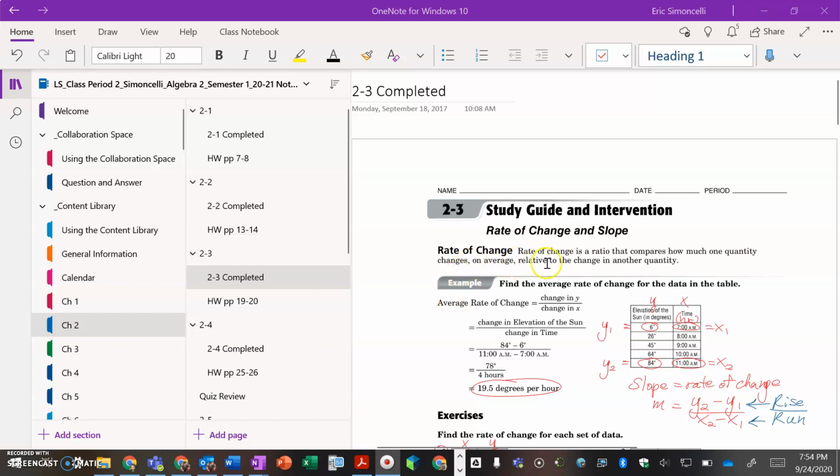Rate of change. Rate of change is a ratio that compares how much one quantity changes on average relative to the change in another quantity. For example, find the average rate of change for the data in the table.